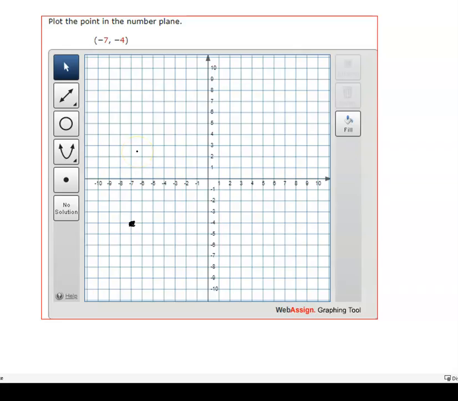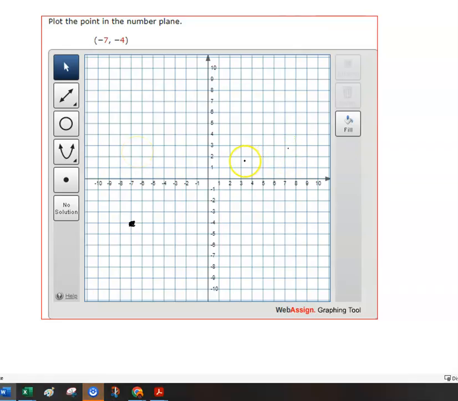Then it's probably best to write this somewhere around. So maybe you can do negative 7, comma, negative 4. It's understood that that's the point. It could be to the side or up or anything, and you'll probably write it a little bit smaller.